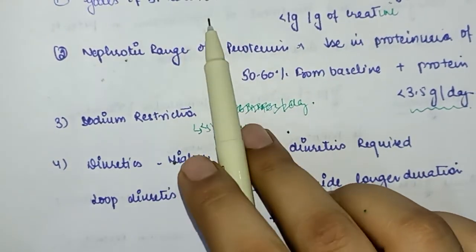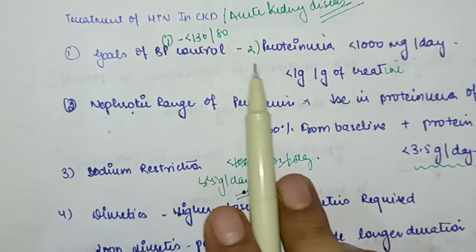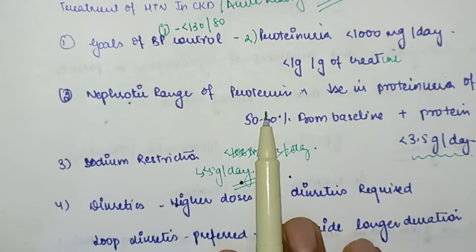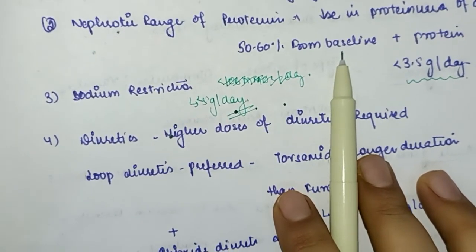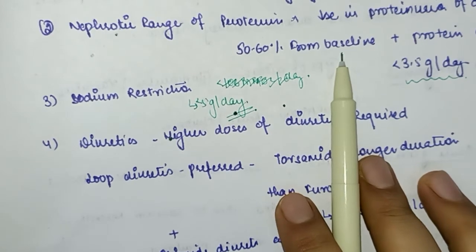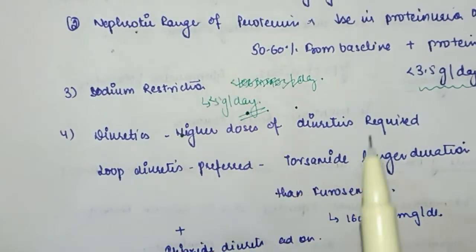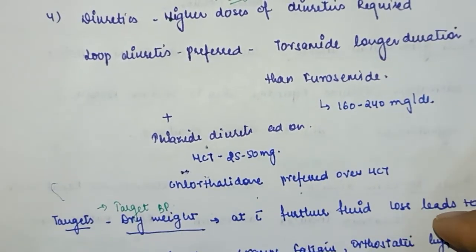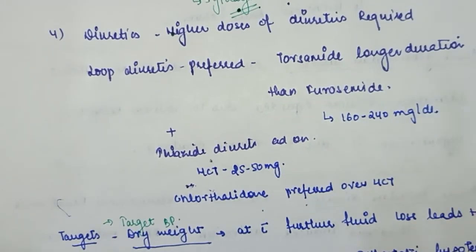So blood pressure should be controlled to less than 130/80 mmHg, proteinuria to less than 1 gram per day. In case of nephrotic range of proteinuria, we should try to decrease the proteinuria by 50 to 60% from baseline, and one most important thing is sodium restriction to less than 5 gram per day. So now, what are the drugs that should be used in treating patients of hypertension with kidney diseases?